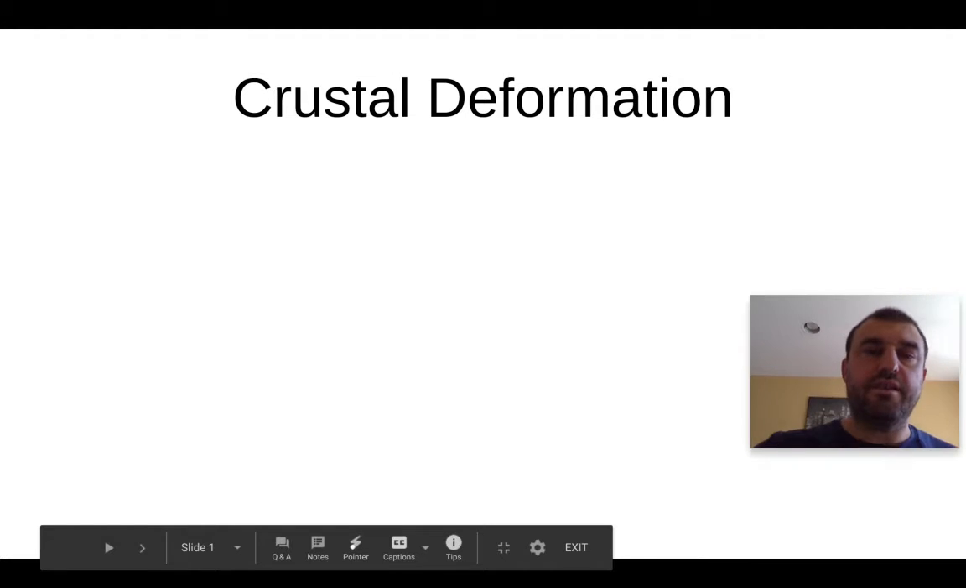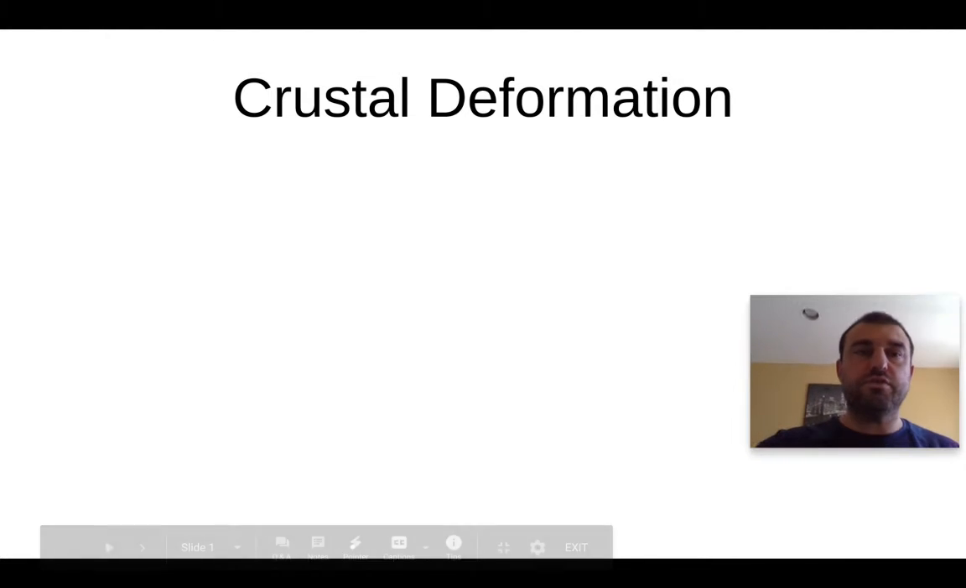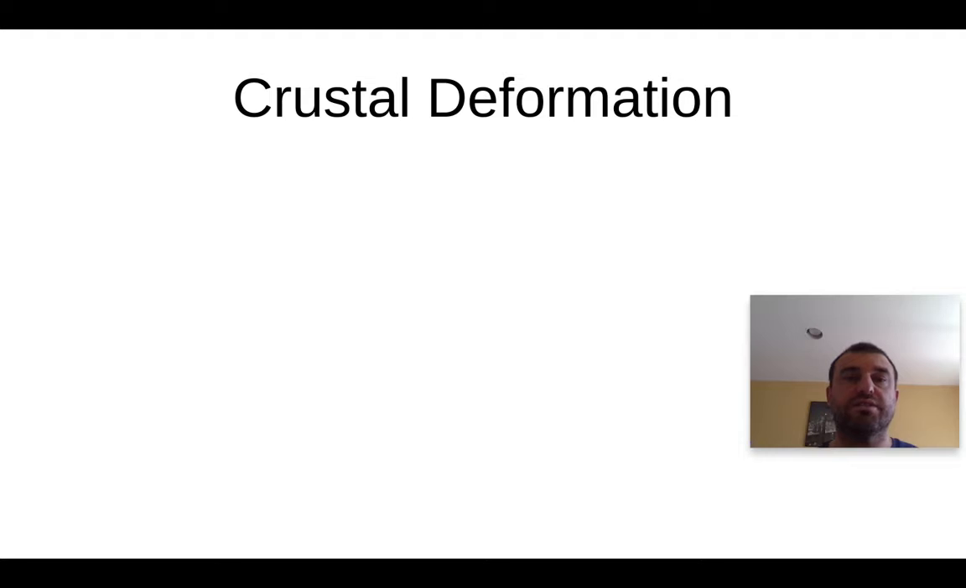Hey everybody, today we're going to learn about clues to tell us whether or not the crust has changed due to being at a plate boundary. This is called crustal deformation. If something is deformed, it means it has changed from its original condition. If something looks really strange, you might say, wow, that looks deformed.